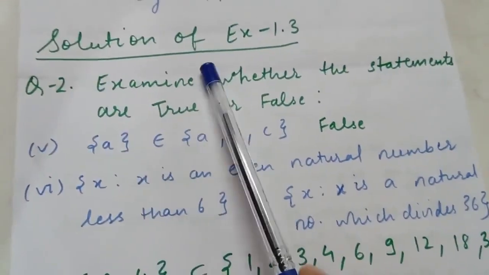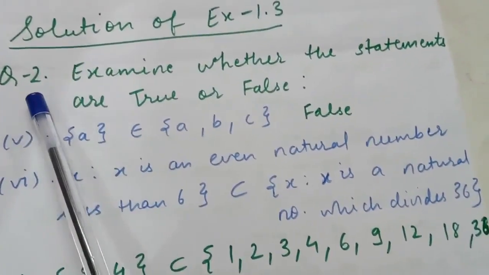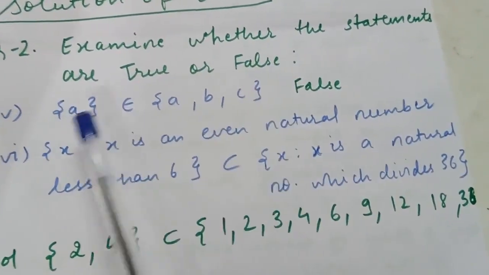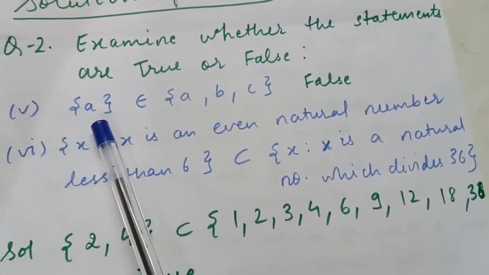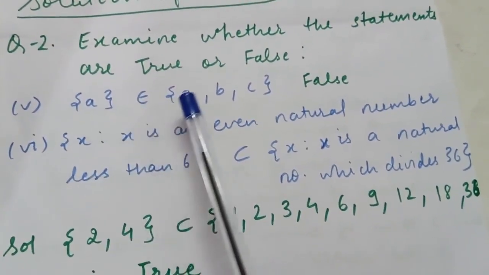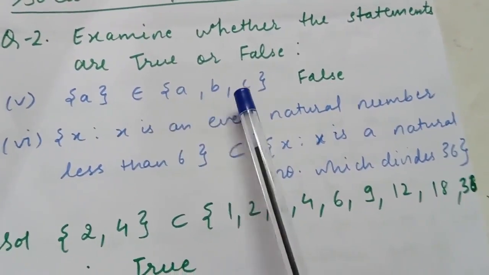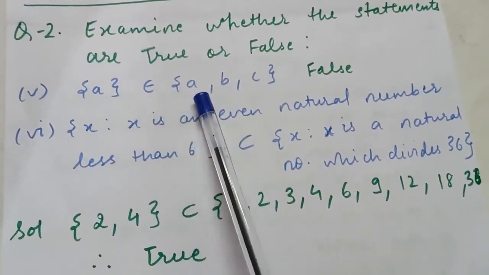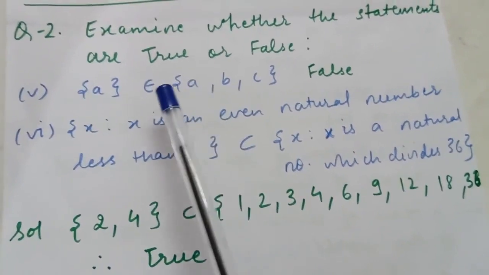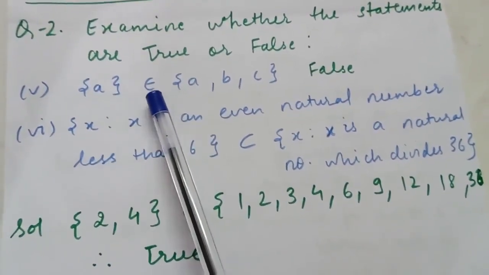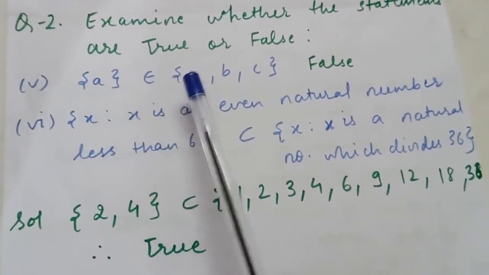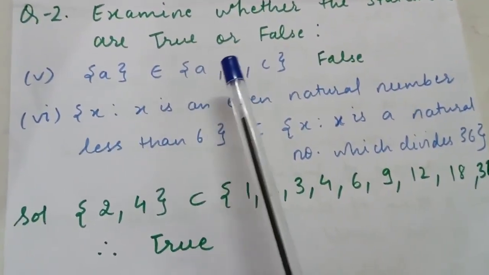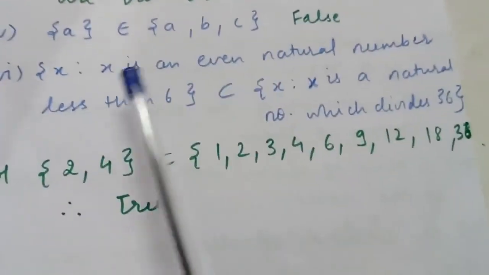So, solutions of exercise 1.3. Question number 2. Examine whether the statements are true or false. The first statement is that the set containing A belongs to the set ABC. Easily we can see, to represent the relationship between two sets, we always use the subset symbol. Belongs to will not come. This set is a subset of this set, as A belongs to this set and A is present in this set. So this statement is false.